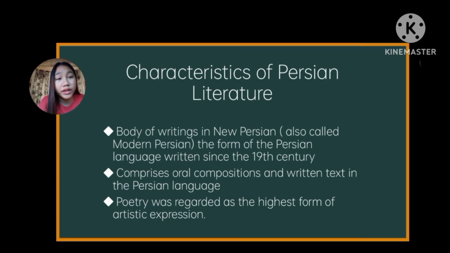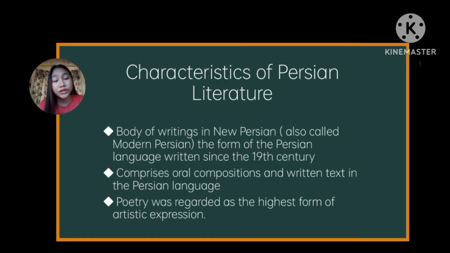Next is the characteristics of Persian literature. It is a body of writings in New Persian, also called Modern Persian, the form of the Persian language written since the 19th century, comprising oral compositions and written texts in the Persian language. Poetry was regarded as the highest form of artistic expression.